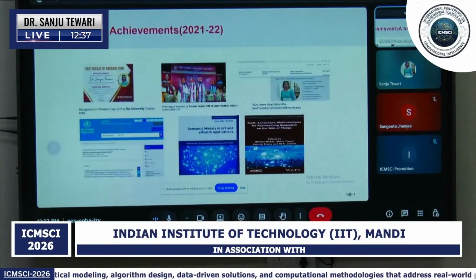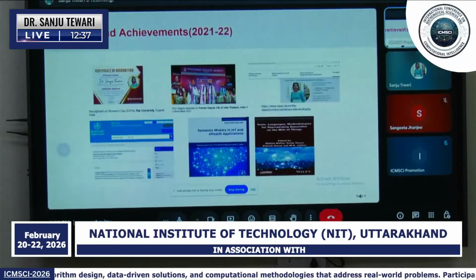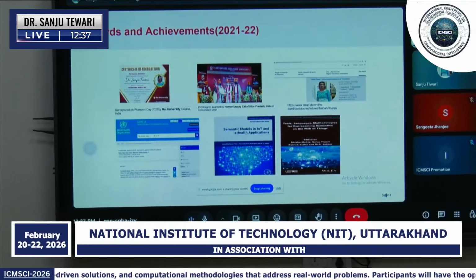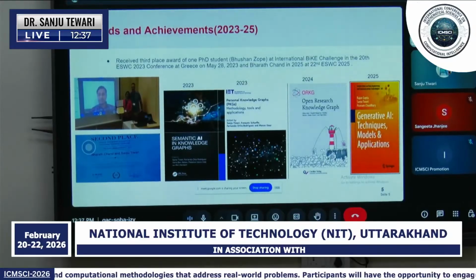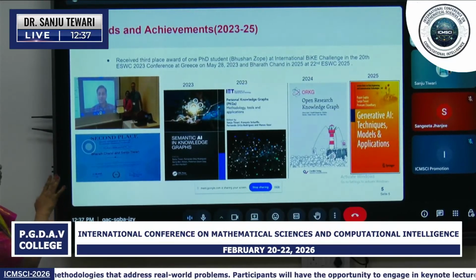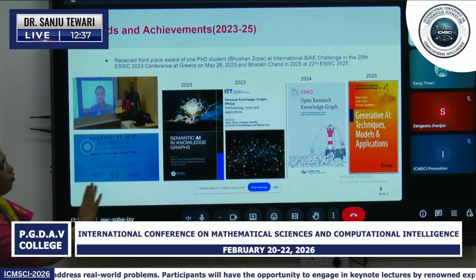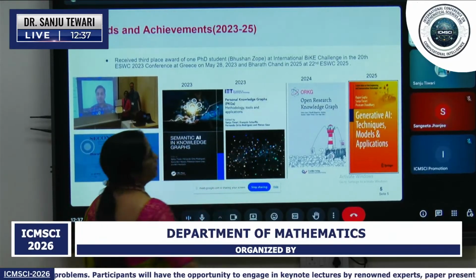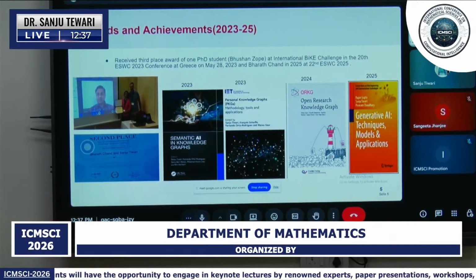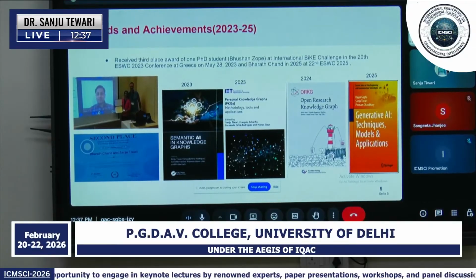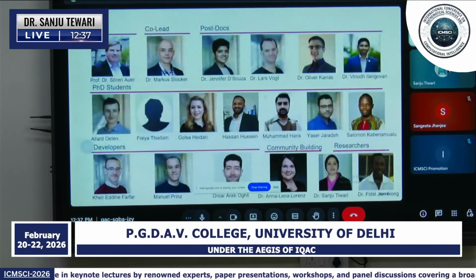These are some more achievements, and I will not take more time to explain them. There are many books that I have edited based on knowledge graphs. One of the books is ORKG, Open Research Knowledge Graph, and I am the edited author, one of the authors also, and another book is also there.